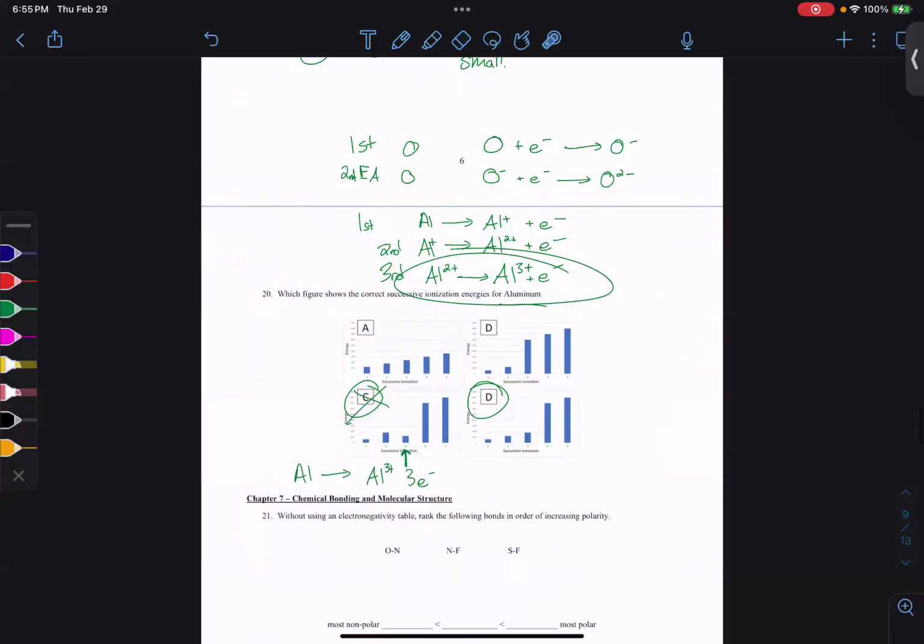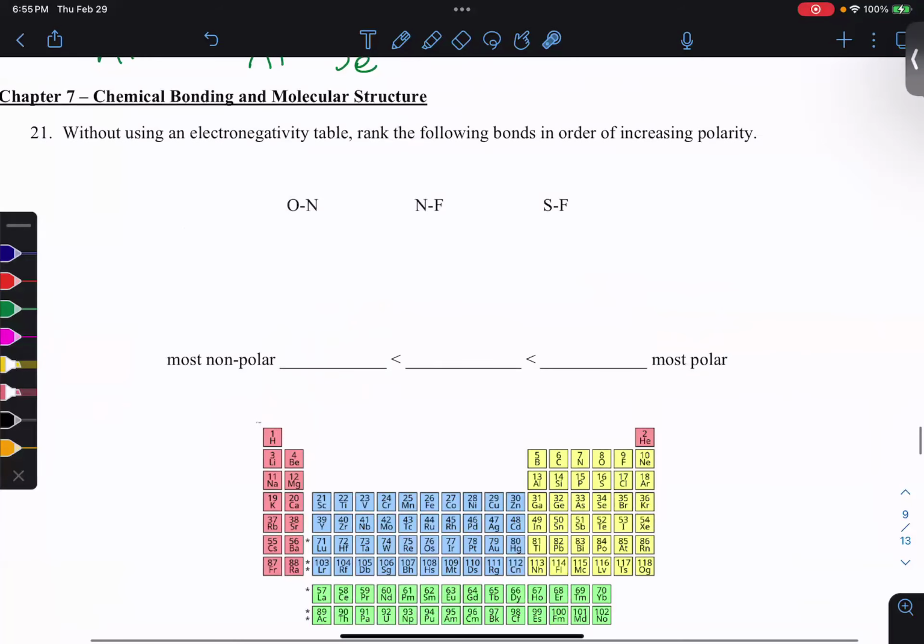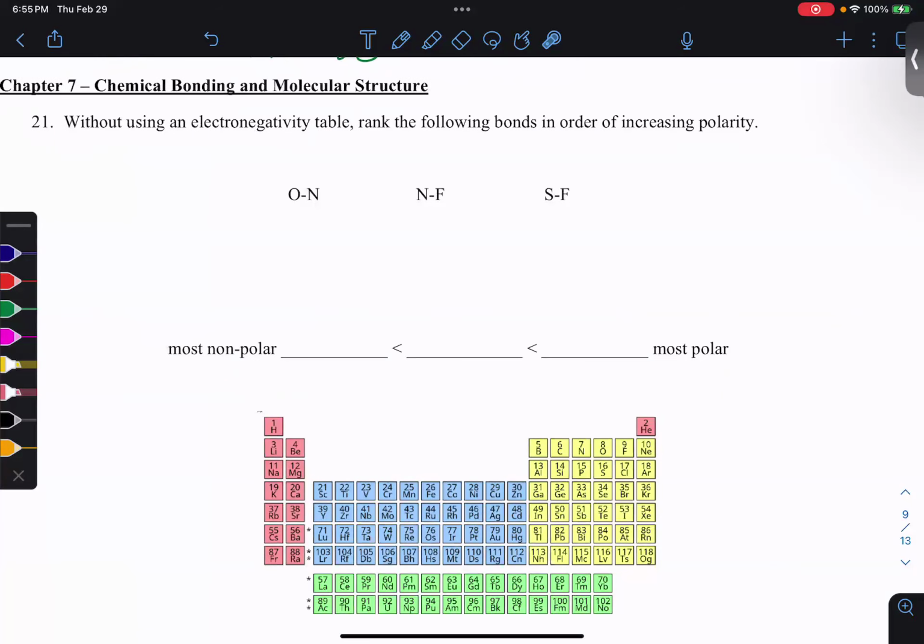Okay, finally, the last chapter. My favorite. Without using any tables, just use trends. Rank these bonds in increasing polarity. So polarity is proportional to the difference in electronegativities of the two atoms involved in your bond. So if you have two atoms that are really far away from each other on this periodic table, that's going to be a superpolar bond.